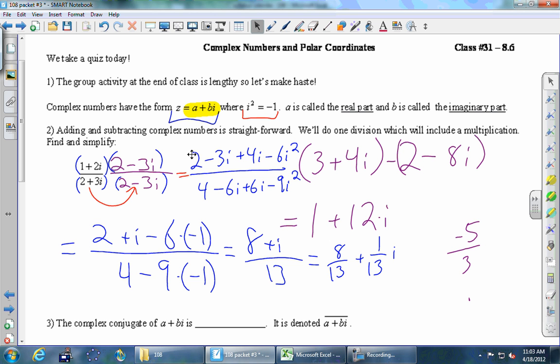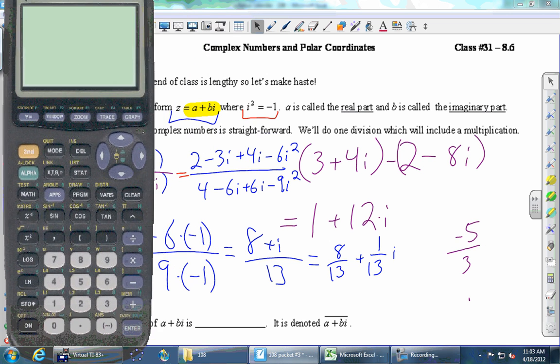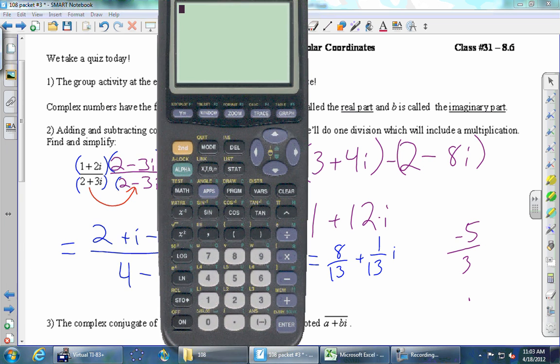Okay, take your calculator out, and let's play around with a new button on the calculator. What I'd like to do is ask the calculator to do this division, the original problem. So we're going to type in 1 plus 2i over 2 plus 3i. But what do we need to type as the first symbol? Parentheses, because the whole numerator needs its own parentheses. Same thing downstairs.